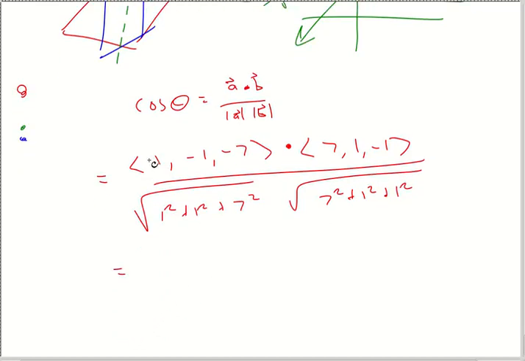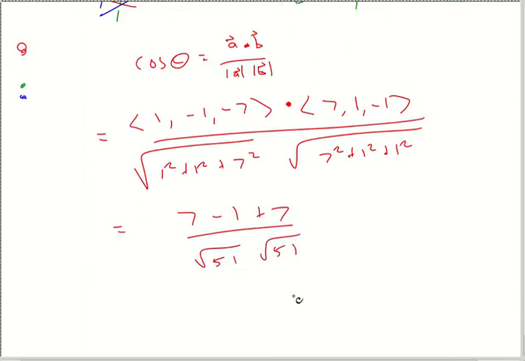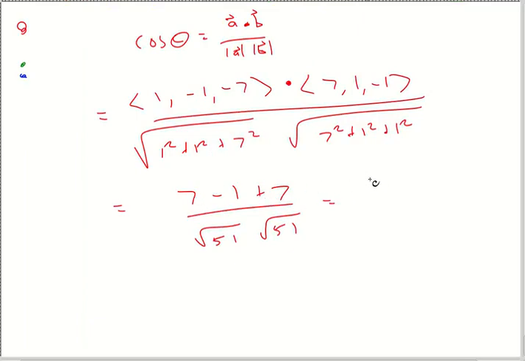When you start doing the math here, 1 times 7 is 7. I got -1 times 1 is -1. And then -7 times -1 is positive, 2 negatives make a positive, 7. And then 7 squared is 49 plus 2 more is 51. And those are the same. So essentially we got 13 over, and when you mush these together, you just get 51. This is the cosine of theta. And so then theta is the arc cosine of 13 over 51.